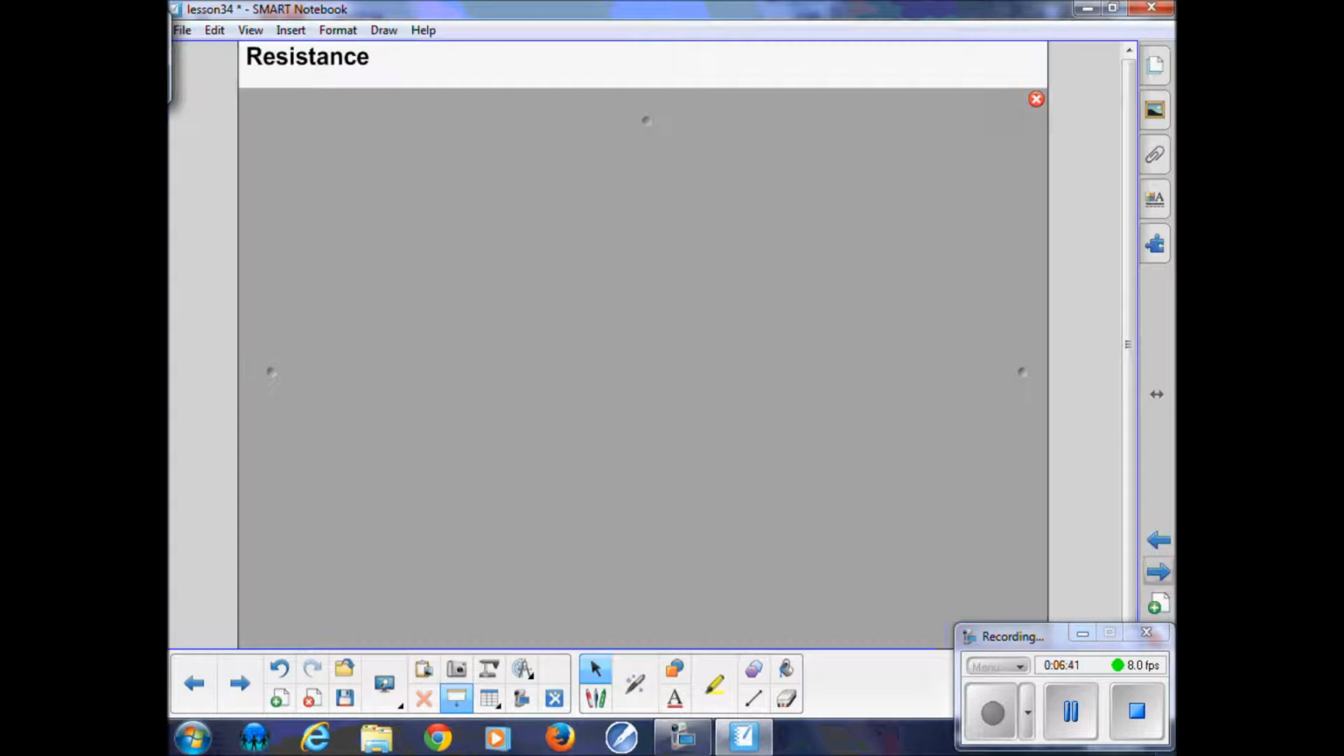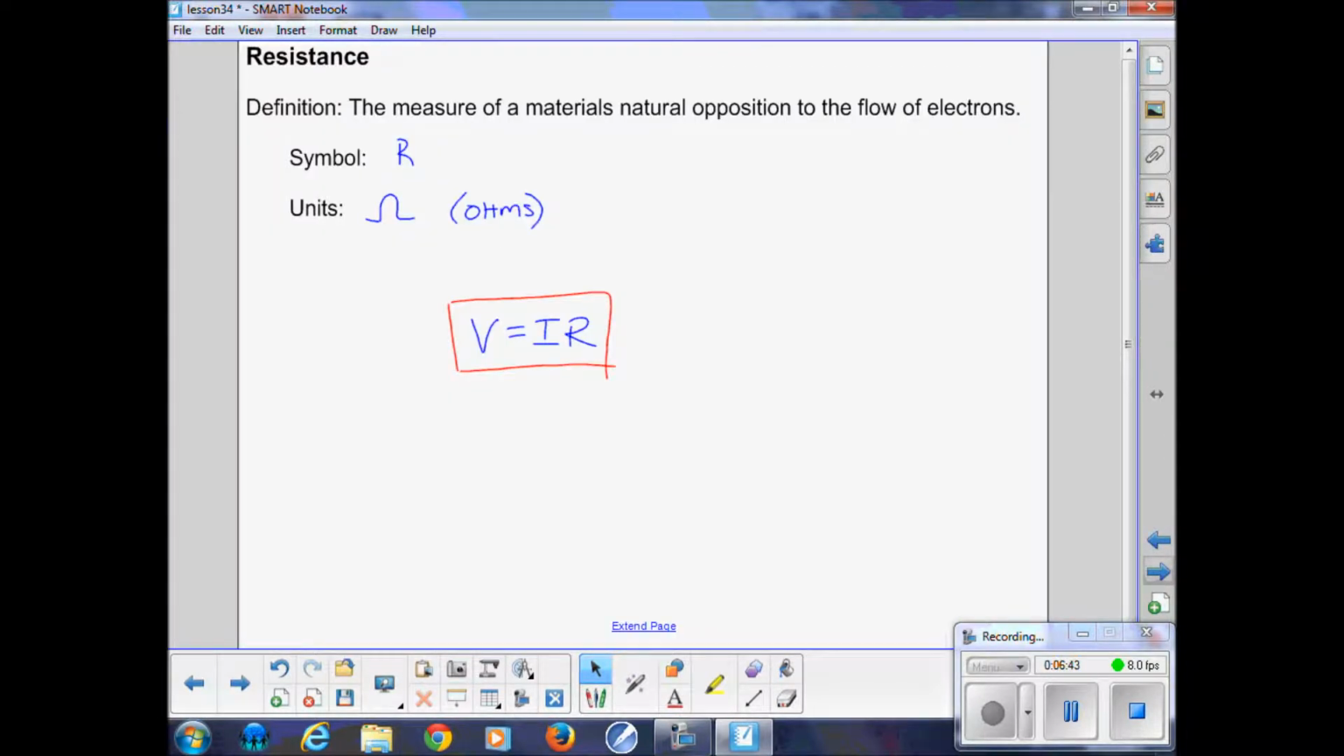Talking about resistance. The definition is the measure of a material's opposition to the flow of electrons. So how much does it oppose the flow of electrons? We use capital R for resistance, and we use the omega symbol to represent ohms. And then at the end of the whole ordeal here, we ended up with the relationship V equals IR from the grade 11 course. You confirmed that with the electrical lab that we ran, so you got to see the relationship, do the calculations, and confirm that it actually does work.